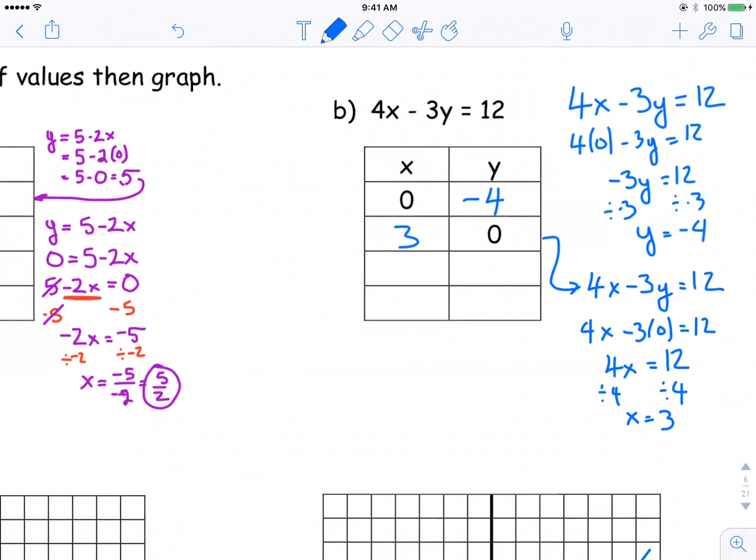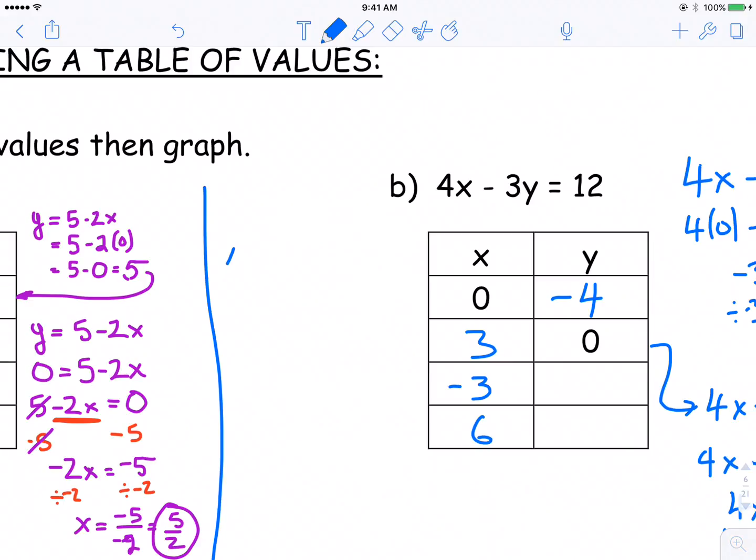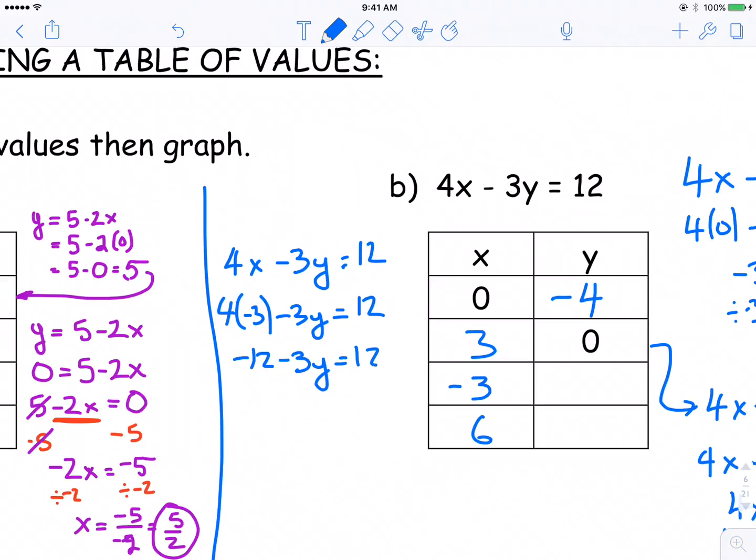I'm going to choose another couple of points. And you know what? Because I know how it's all going to work out, I'm going to choose negative 3 and I'm going to choose 6. And I'm going to go through those calculations that I just did. I'm going to say 4x minus 3y is equal to 12. Well, I'm going to put in negative 3 for x. It's 4 times negative 3 minus 3y is equal to 12. This is negative 12 minus 3y is equal to 12.